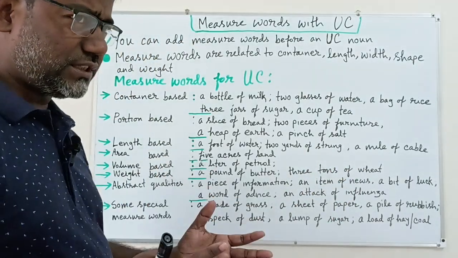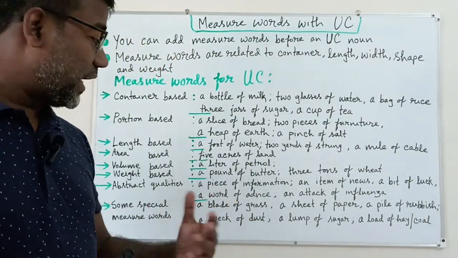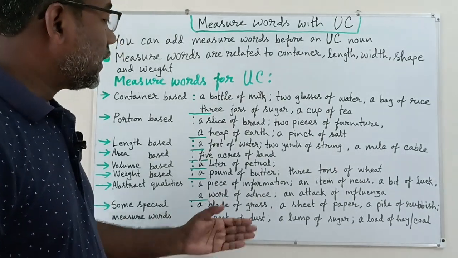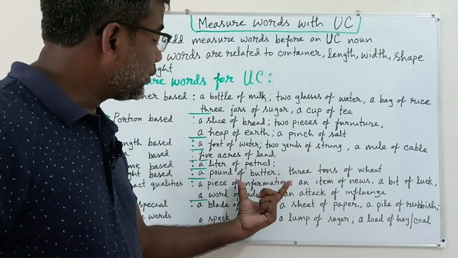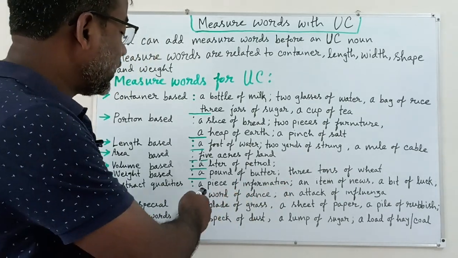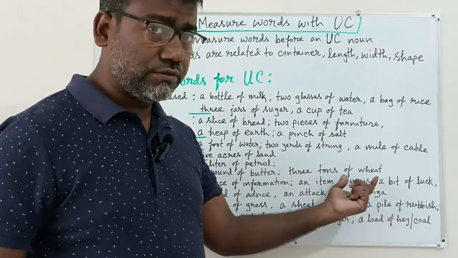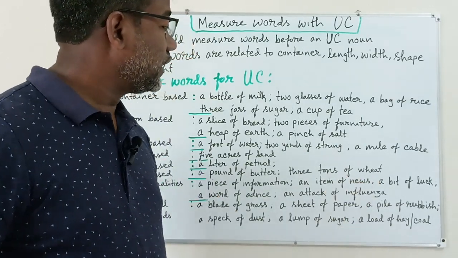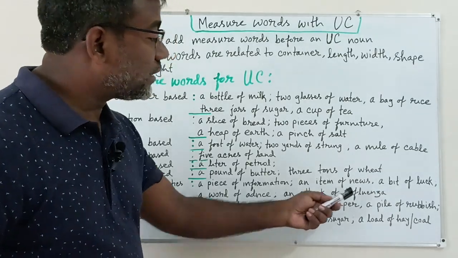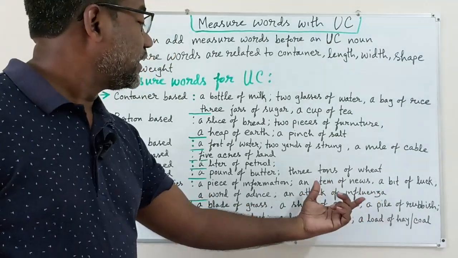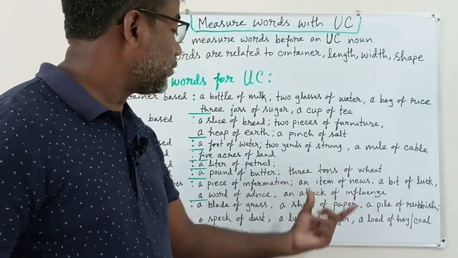Abstract qualities. Abstract means not physical, not concrete, it is related to ideas. A piece of information. You can't count information. It is an uncountable noun, so you have to say it in this way: a piece of information. An item of news. News seems to be a plural noun, but news is an uncountable noun. A bit of luck. A word of advice. An attack of influenza. Influenza is a disease, so we use an attack of as a measure word before it.